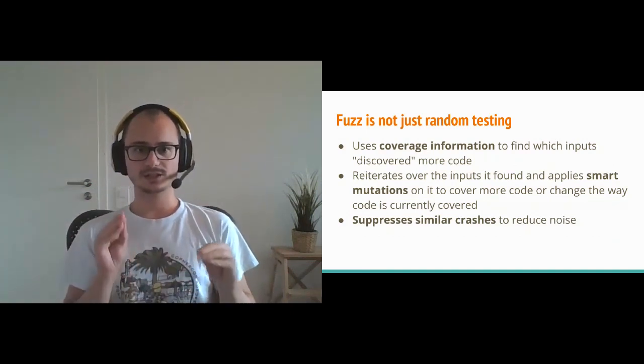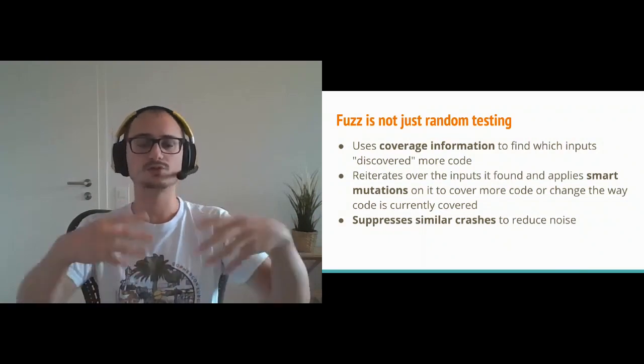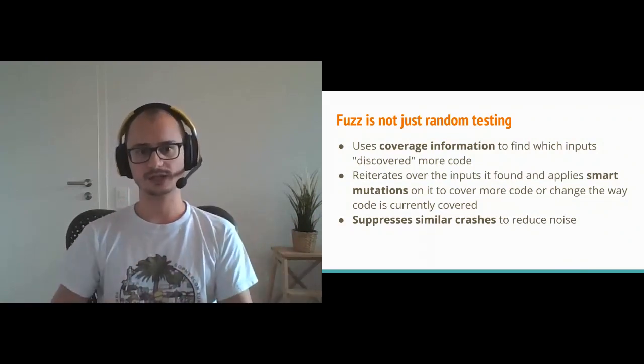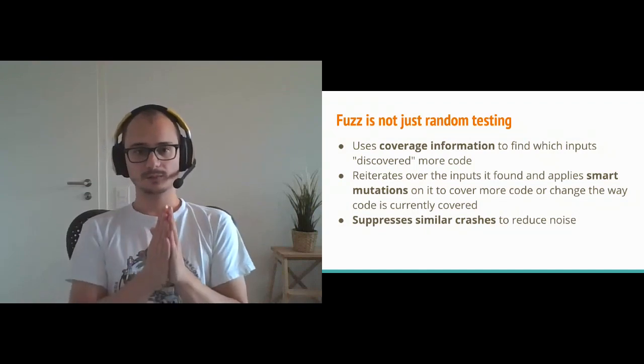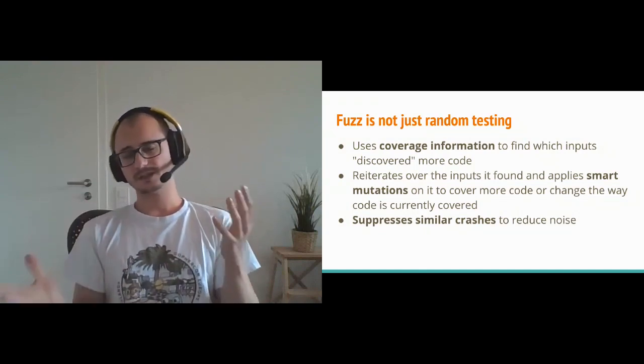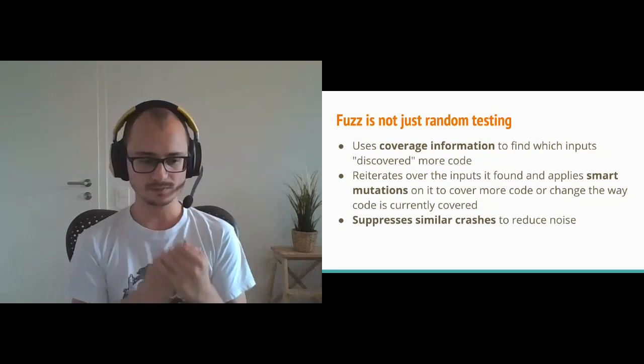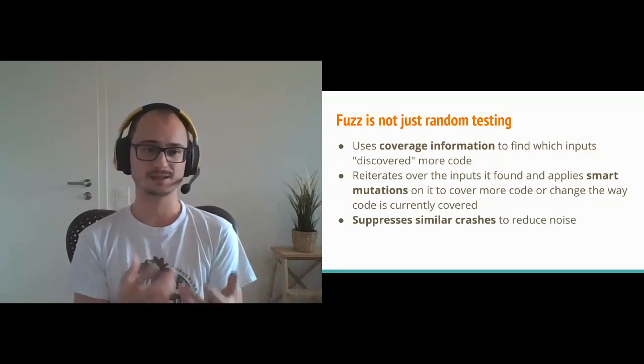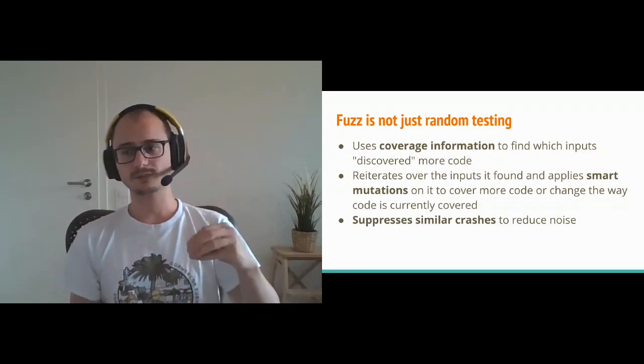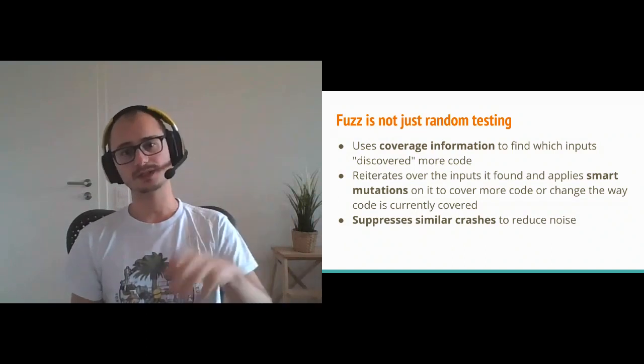It's going to craft good inputs to match your code. For example, if it finds that there are some strings hard-coded in your code, it's going to try those to pass some checks. Moreover, when it finds many crashes, and it's oftentimes the case that when there is one case there are similar ones that crash in the same way, it will try to suppress them, because if you cover the same branches, it's probably the same crash.